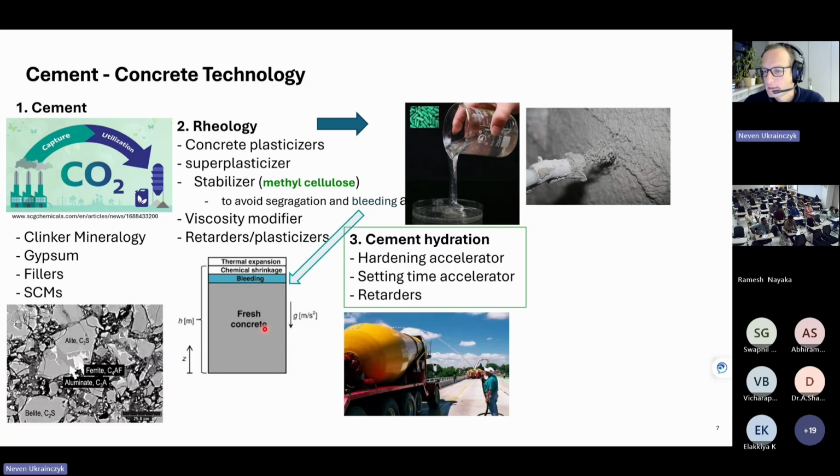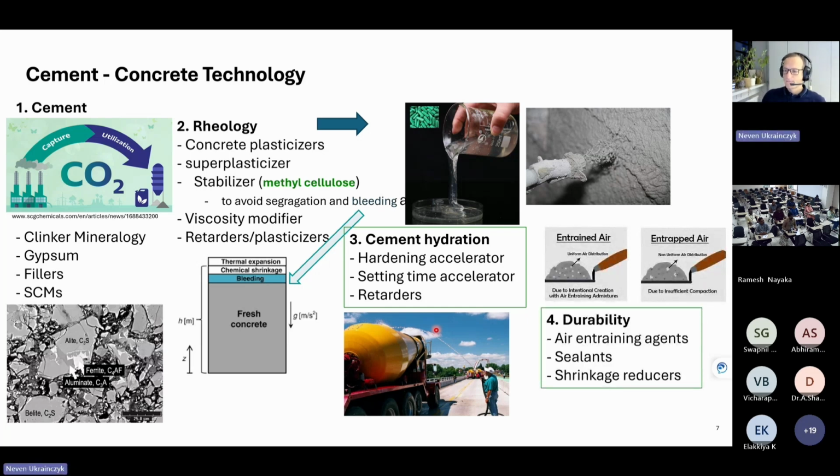Then we have the cement hydration. Of course, we need to tune the hardening: we have accelerators, setting time accelerators, and we also have retarders, because in warm periods we don't want the concrete to harden in the mixer. So we really need to control not only the rheology but also the setting of concrete.